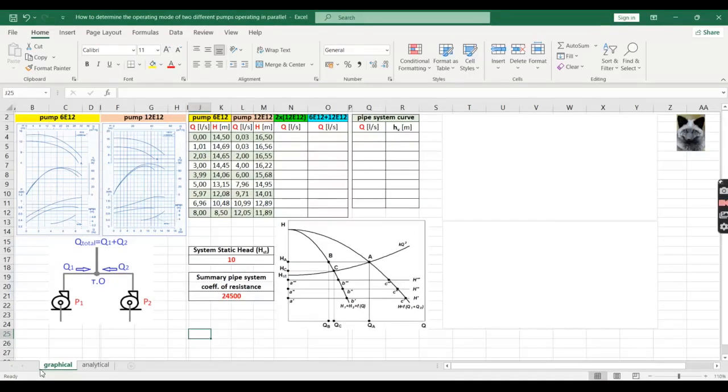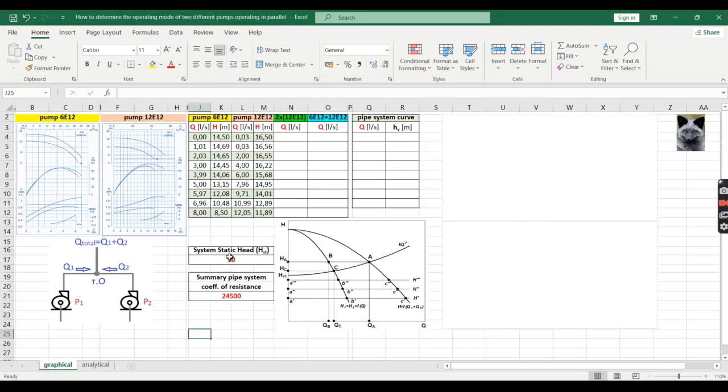Now, let's focus on the graphical part of the solution. To determine the operating mode of the pump system, it is also necessary to plot the pipe system resistance curve. First, indicate whether or not the pump system has static head. Let's say that the static head in this case is set to be 10 meters. The value is given here.